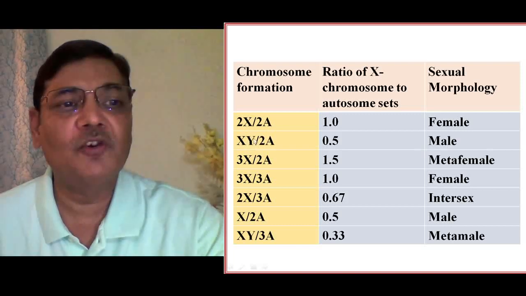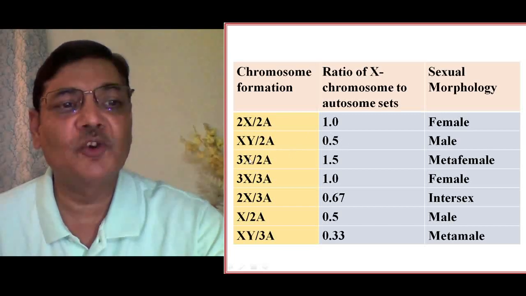And even if Y chromosome is not there, then that individual will be a male one. Actually the presence of Y chromosome only provides fertility to the individuals who carry it. So Y chromosome is essential for maintaining fertility, otherwise maleness will be determined by the presence of X chromosome and autosome ratio, and this ratio will have to be 0.5.